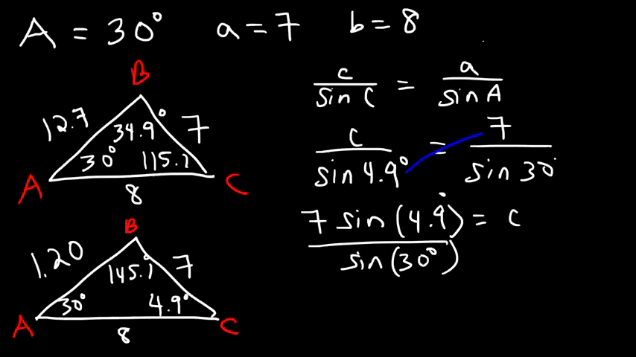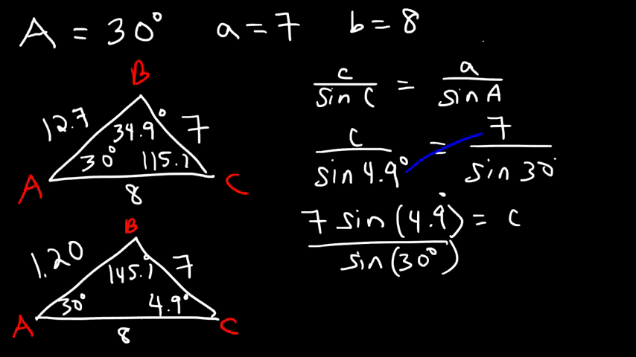Now, looking at the first triangle, does it make sense? Notice that the shortest side is across the lowest angle, which is 30. The longest side is across the largest angle, which is 115.1. So that makes sense. Looking at the second triangle, 1.2 is the shortest side, which is across the smallest angle. 8 is the longest side, and that's across the largest angle. So both triangles make sense, and that's how you can solve it.